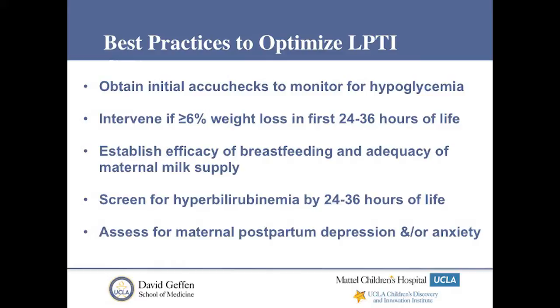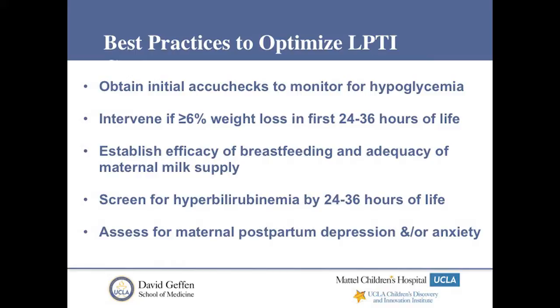Now, what are some more practical things we can do? You're like, I'm not going to go change the system after I leave Grand Rounds today, and that's fine. We can talk about that a little more when we do our next Grand Rounds. But you can get your initial AccuChecks to make sure you're not missing significant hypoglycemia and recognize that a lot of times these patients are a part of that high-risk population that may not immediately show up when you think about the AAP screening guidelines.